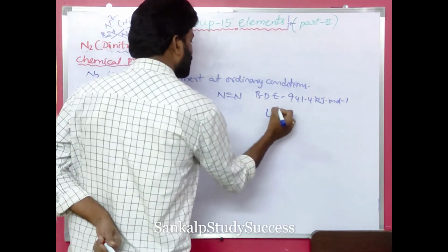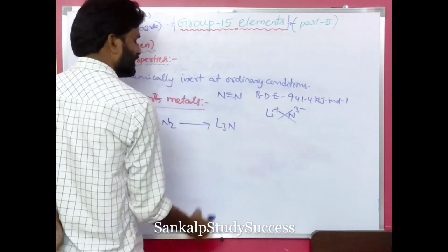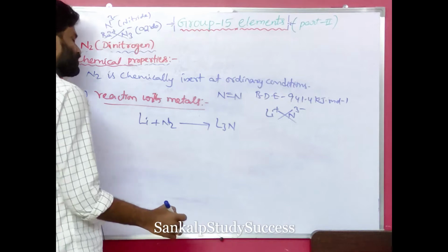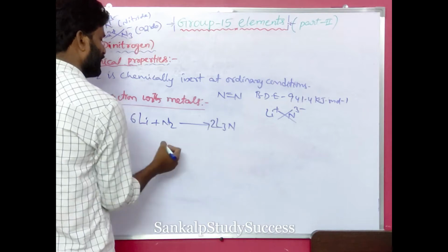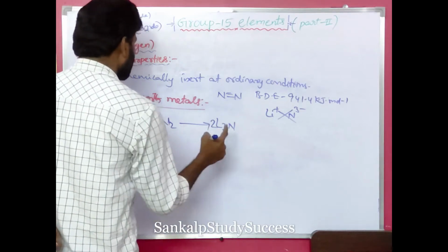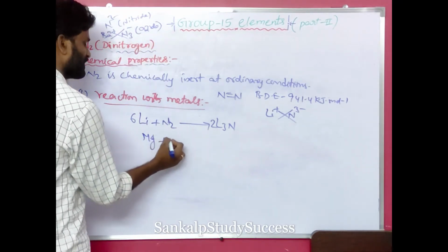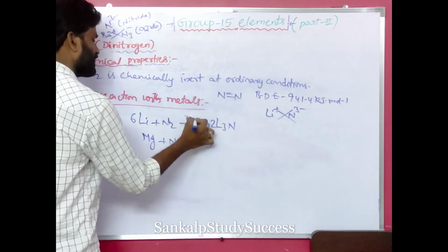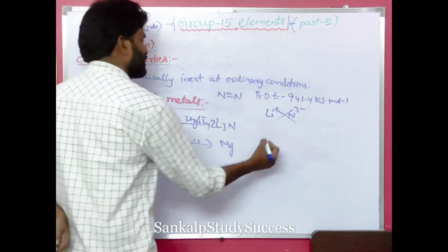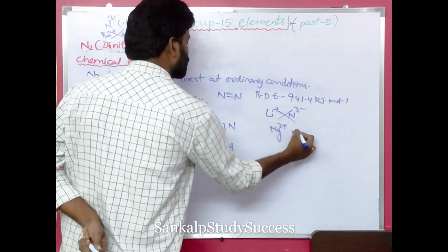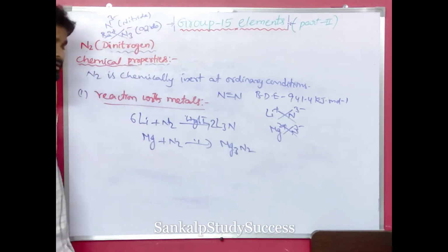We know that lithium is Li plus and nitrogen carries minus 3. What is the formula? Li3N, lithium nitride. Six Li plus N2 gives 2Li3N. Similarly, when magnesium is treated with nitrogen at high temperature, it also forms magnesium nitride. Mg2 plus and N3 minus. What is the formula? Mg3N2, magnesium nitride.